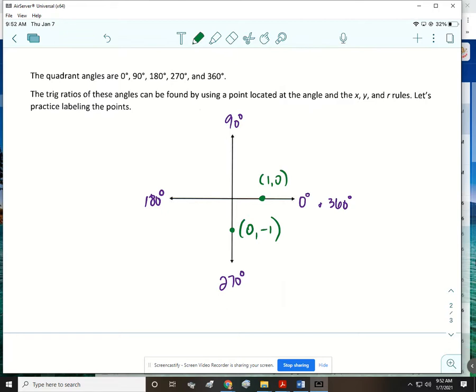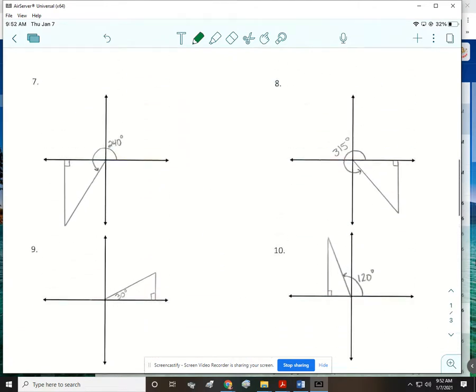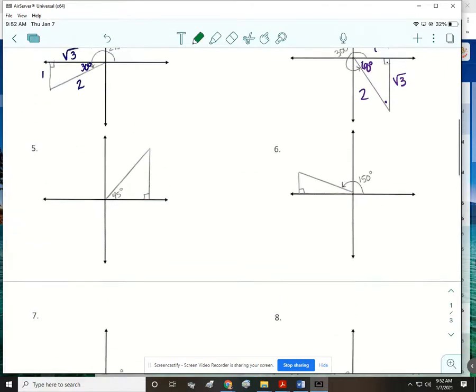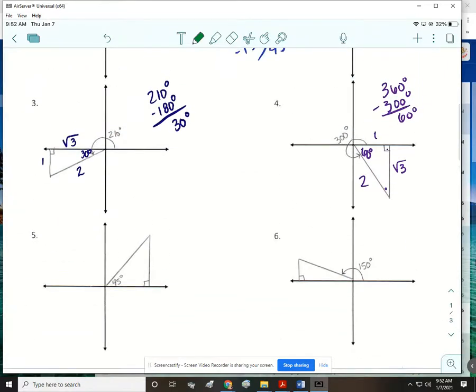All right, so I want you guys to do that same thing for 90 degrees and 180 degrees, and then go back and do 5 through 10, those triangles, finding the reference angle, and then labeling the sides.